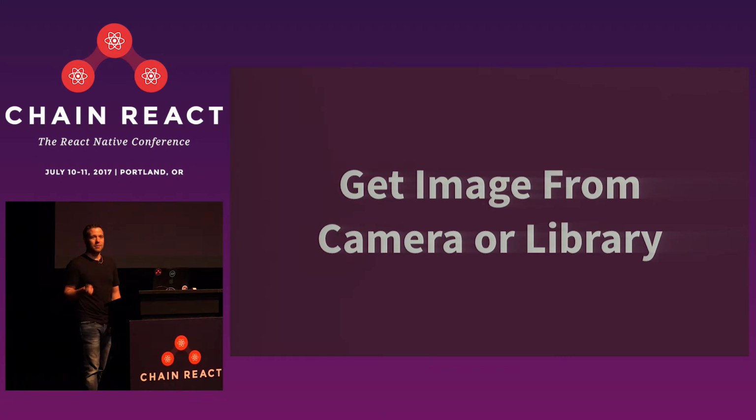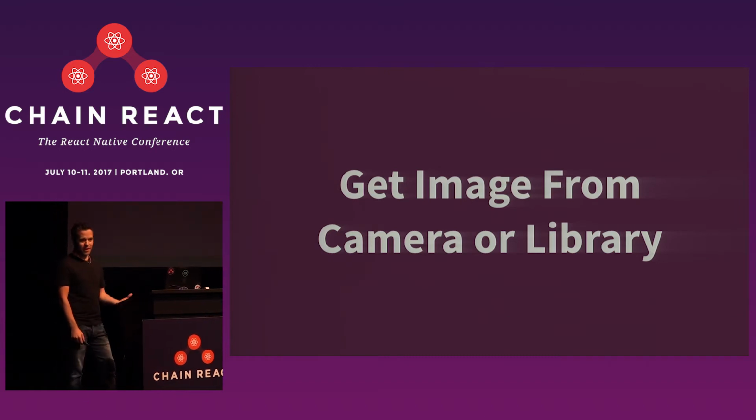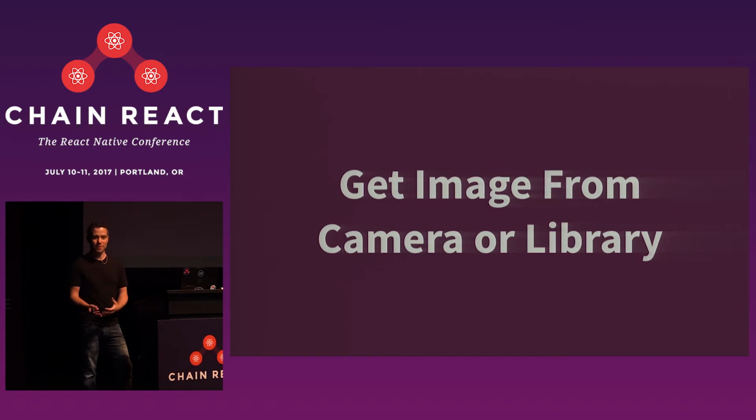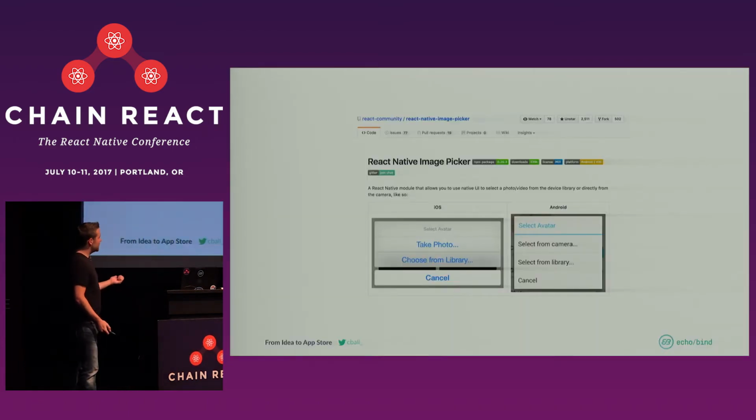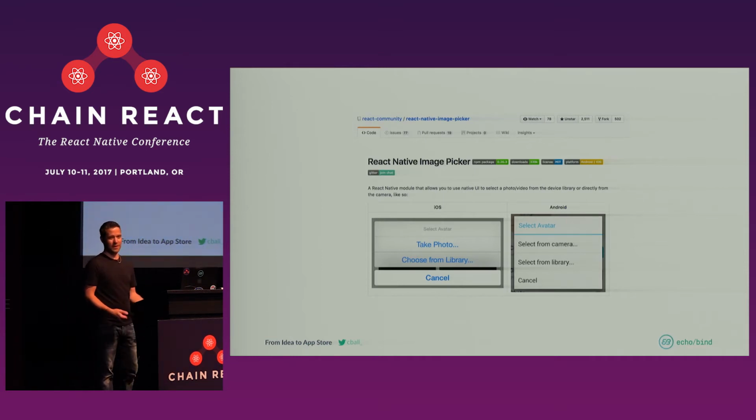So next up, we need to get an image from the camera or the library. There's a lot of different ways to go. If you look in the source code, I actually started with React Native Camera, started implementing everything myself, and then realized that one of my requirements was to also select it from the library. Well, it turns out there's a really great library that does both of those things, so that's what I went with, because that's exactly what I needed it to do.